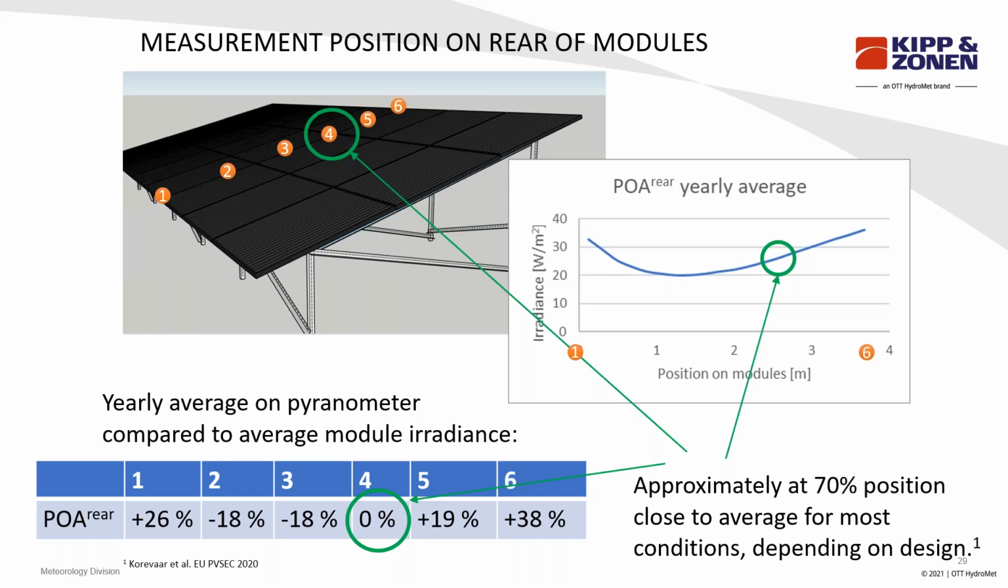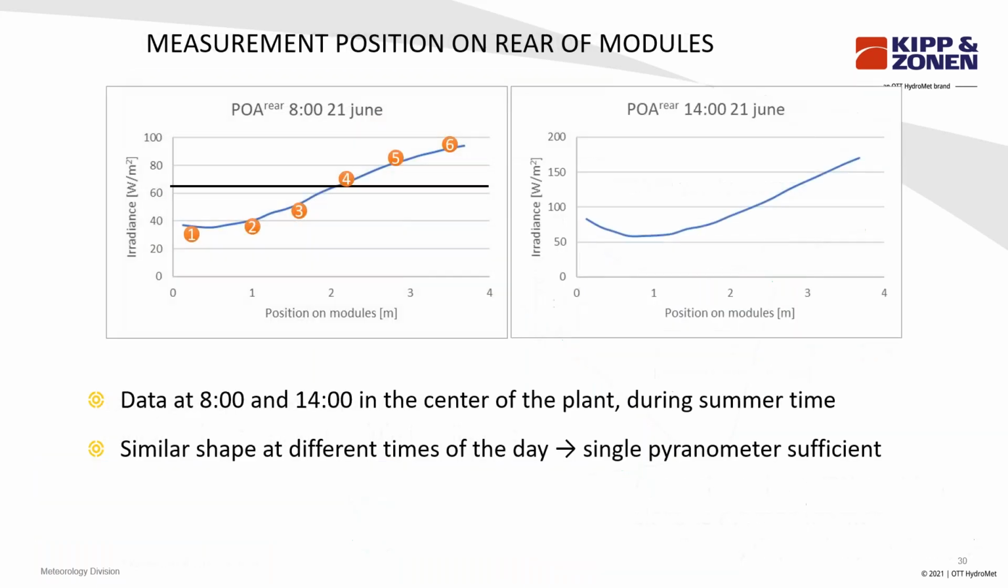When you look at this not from a yearly perspective, but from a perspective at certain times of the day, then we see here the rear irradiance, with the irradiance on the y-axis and the position on the module on the horizontal axis. We see that at 8 o'clock in the morning and at 2 o'clock in the afternoon, the shape is fairly similar. So in this case, if you're looking at different times of the day, you could live with a single pyranometer location.